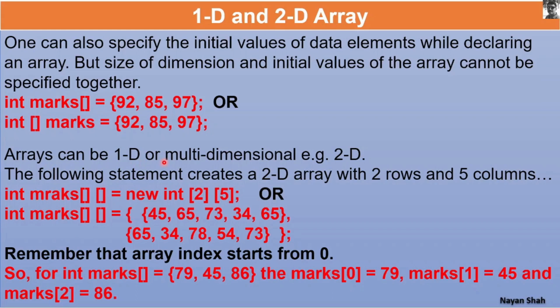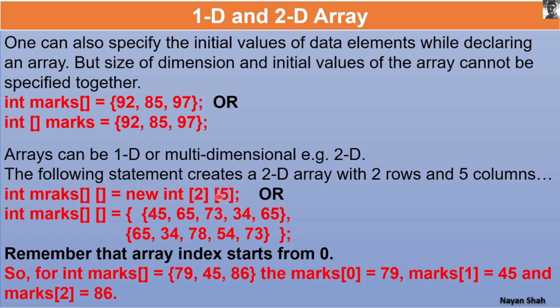An array can be one-dimensional or it can be multi-dimensional, like 2D, 3D and so on. The following statement creates a 2D array with 2 rows and 5 columns. And how is it created? We write int marks with 2 sets of square brackets. Each set specifies a dimension. So 2 sets of square brackets means it's a 2-dimensional array, equal to new int[2][5]. 2 and 5 are in separate square brackets, no comma, where the first square bracket is the number of rows and the second square bracket is the number of columns.